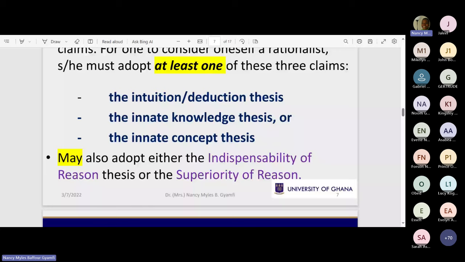I must not say that there must always be reason. That means it is possible to be a rationalist and still accept that sometimes reason can be dispensed with, and yet you are a consistent rationalist. Okay, so it is not a necessary view to hold on to. And then the other one says what? Superiority of reason.